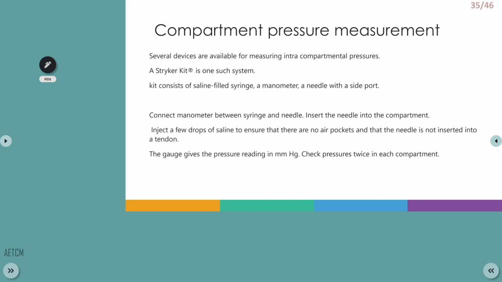So how to measure compartment pressure? There are several devices, and one is the Stryker kit which I have mentioned. It contains a syringe and a needle, and we attach a manometer in between them. We insert it into the compartment and inject a few drops of saline, to confirm that there are no air pockets and to make sure that we are not inside the tendon. Then we measure the compartment pressure, and we need to check it at least at two sites of that compartment to confirm.